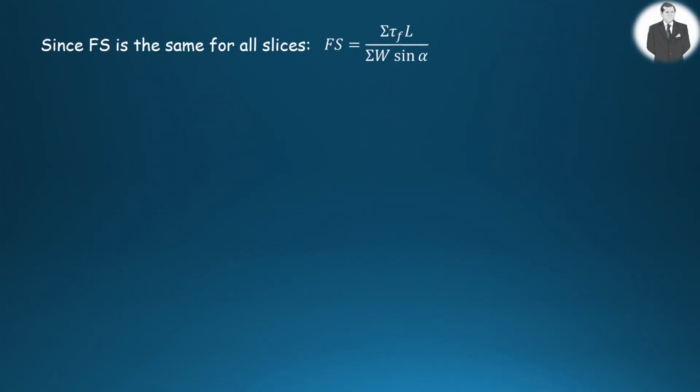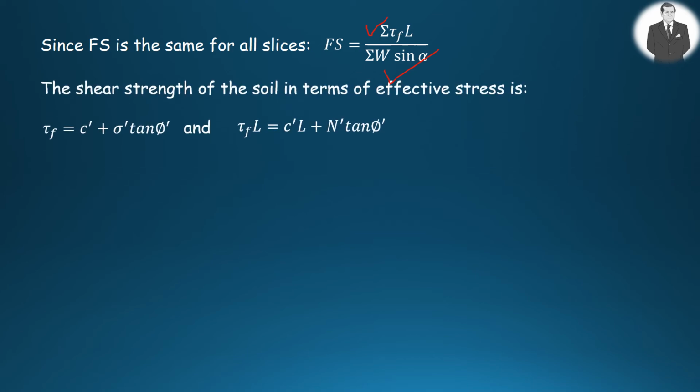Since the factor of safety is the same for all slices, it can be written as a ratio between the shear strength mobilized along the slip surface and the shear force. The shear strength of soil in terms of effective stress is equal to c prime plus sigma prime times tangent phi prime. And if it is multiplied by L, the factor of safety can be written in the form given here.